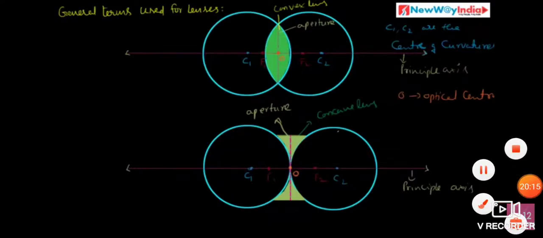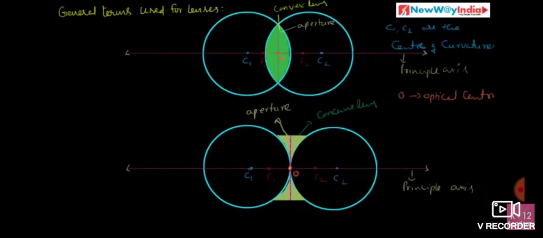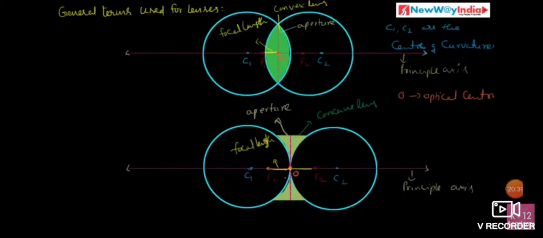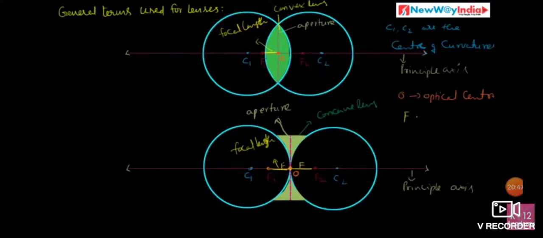Next, what is another important term? Focal length. Focal length means the distance between the optical center and the principal focus. This is called the focal length, and here also it is called the focal length. So here the distance f is the focal length.